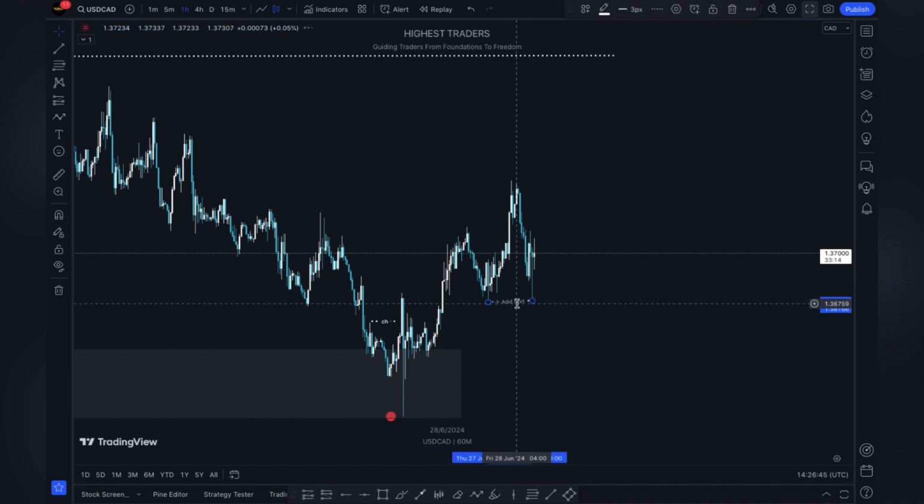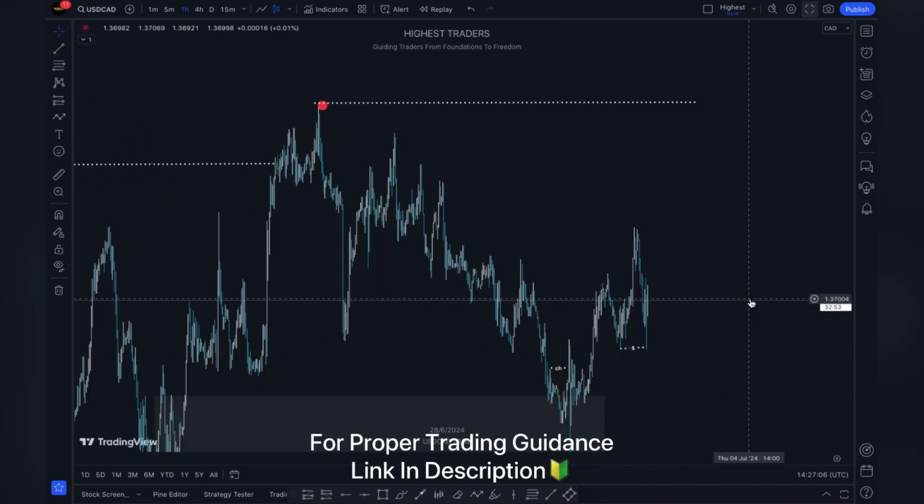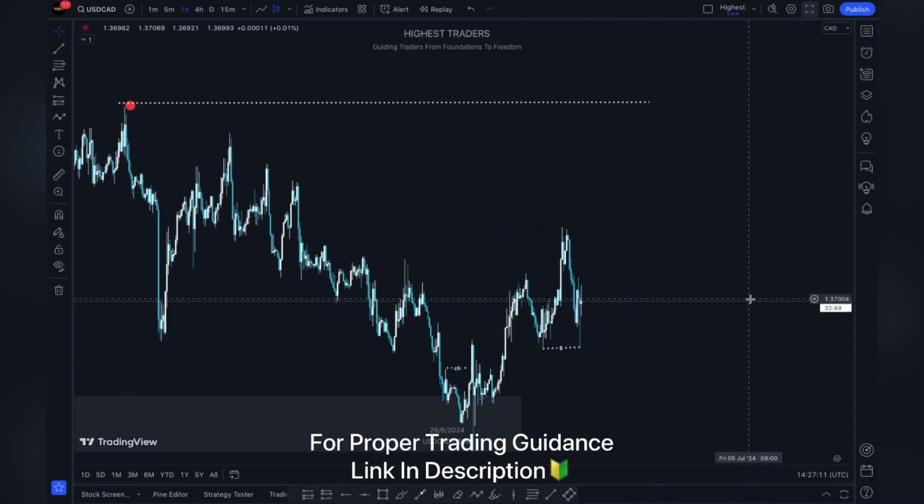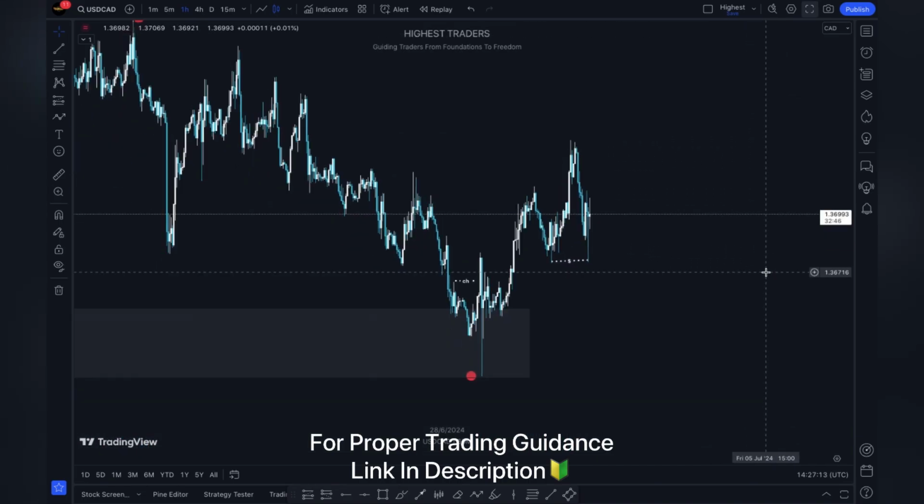Price just collected liquidity from this pullback, and we are currently pushing up. So guys, this is how I do the top down analysis using the SMC. You can see how I rolled from the daily time frame to the 4 hour time frame, and currently we are on the 1 hour time frame.